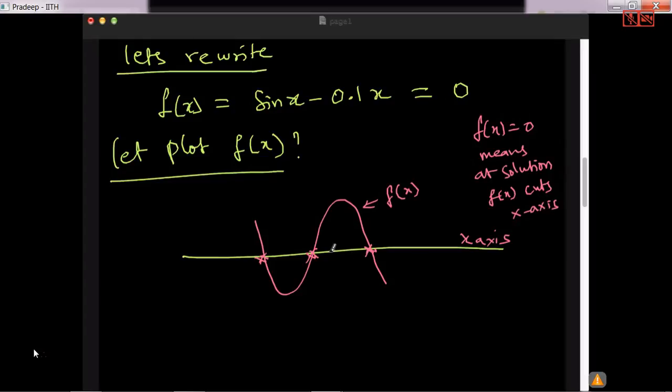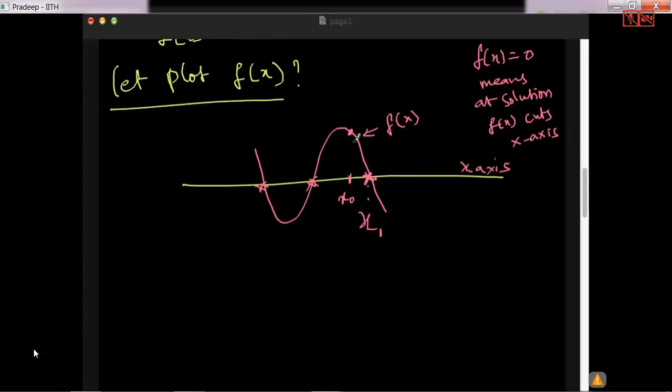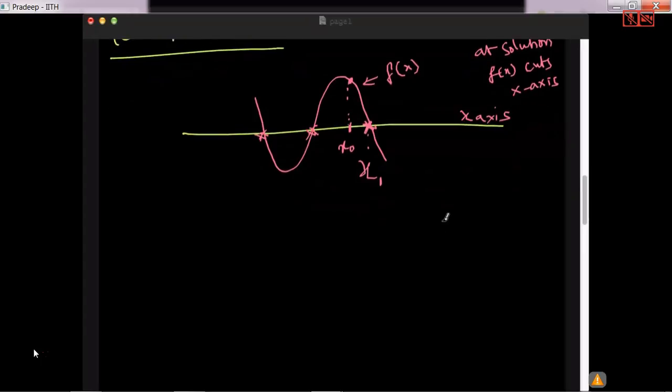Now, this one, let's look at any one of this. Let's say this point is the solution, denoted as x1. Whereas my initial guess is, let's say this one. So I'm at this point. So this is x0. So starting from x0, I want to go to x1. So that is my objective. With that, let me explain the NR method.